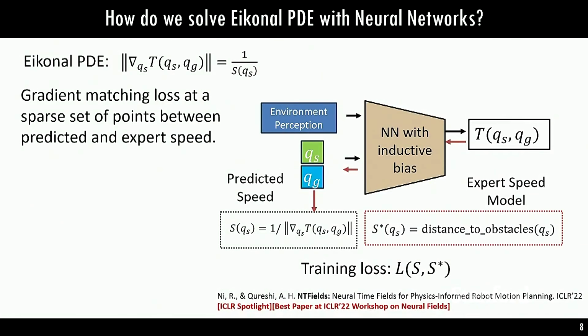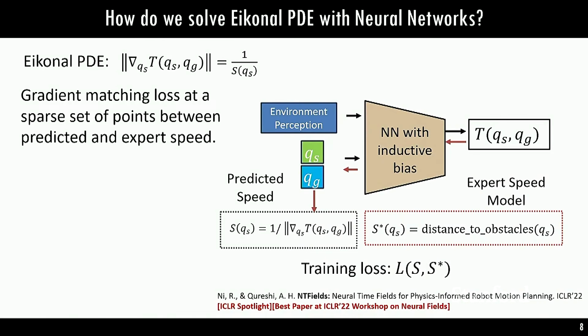So this is an unknown function, so I want to train this neural network to solve this PDE so that once trained, I have this accurate or approximately accurate travel time function. Now, the way we train this model is you give this input and it predicts this travel time. Then the eikonal PDE says if you take the gradient of this travel time with respect to input, QS in this case, this is equal to the inverse of your constraint function. So this PDE is giving us some structure.